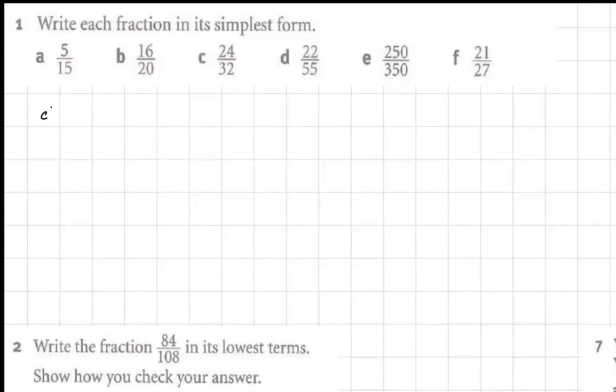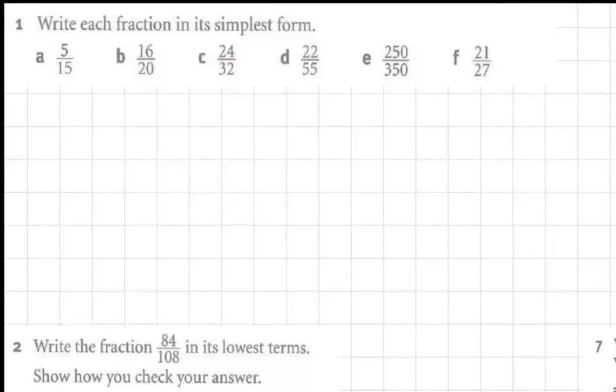So let's look at question C, 24 over 32. I think both are multiples of 8. And we get 3 over 4. So as you can see, this is a prime number already, so it cannot be divided anymore. That's your answer. So you get D, 22 over 55. They are repeating numbers, so most likely divisible by 11. 2 over 5, both prime numbers, so no more division.